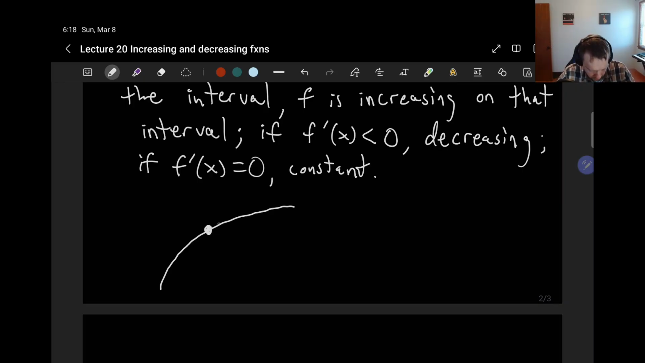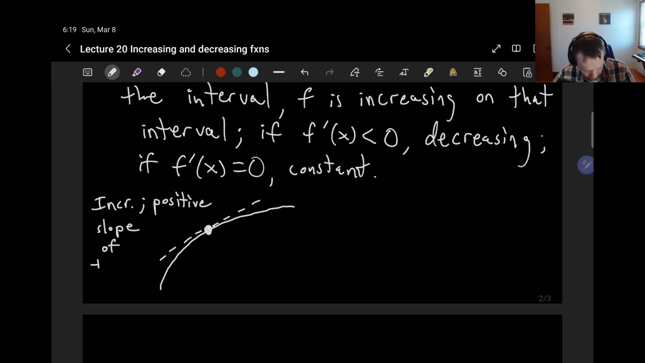And if we look at this point here, and we draw the tangent line at that point, well, remember the slope of the tangent line is the derivative at that point. It's the same thing. And that's a positive slope. So the derivative is positive, greater than 0. This will always be the case when your function is increasing. So this is an increasing case, and it's a positive slope of the tangent line.